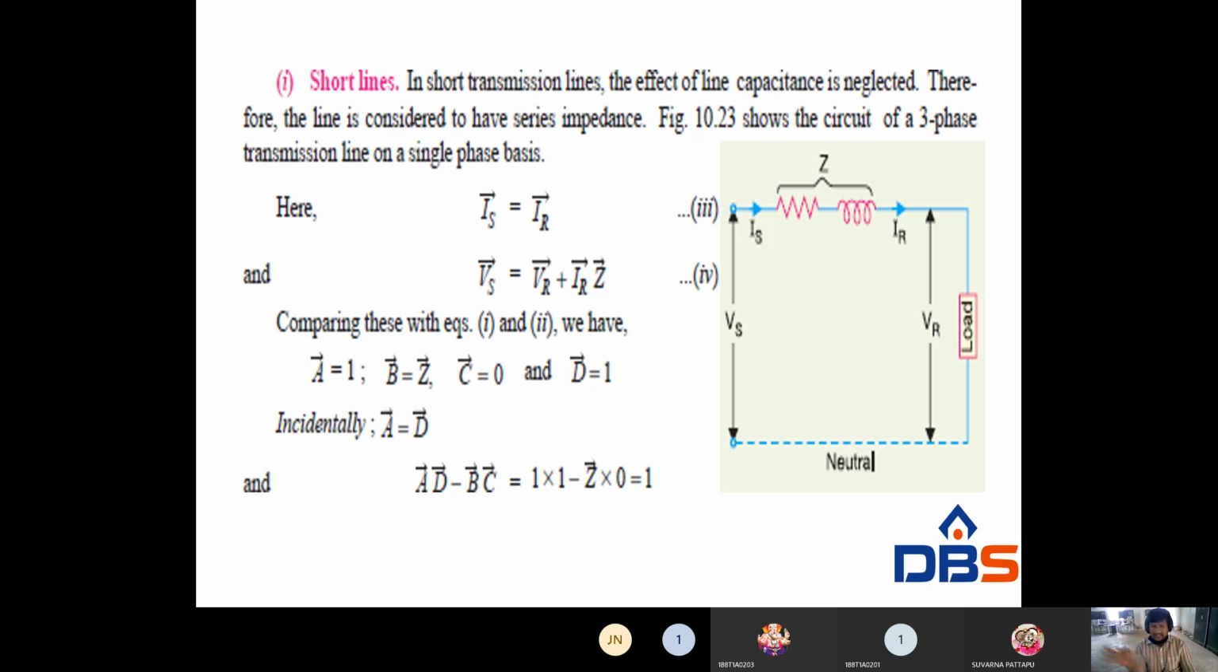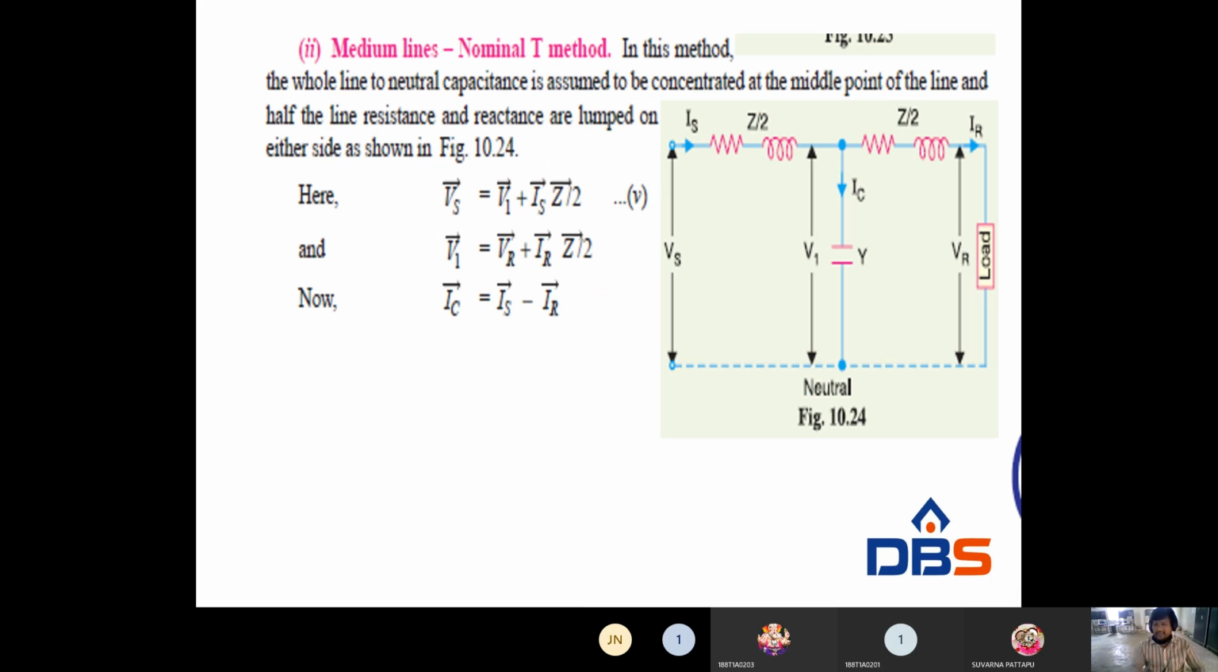So the conclusion is that for the above conditions, the short transmission line is both a symmetric and reciprocal network, right? So this is the determination of ABCD parameters for short transmission lines. Most important for one-mark competition exams. Suppose in our exam they ask this one, they give 5 marks, right?